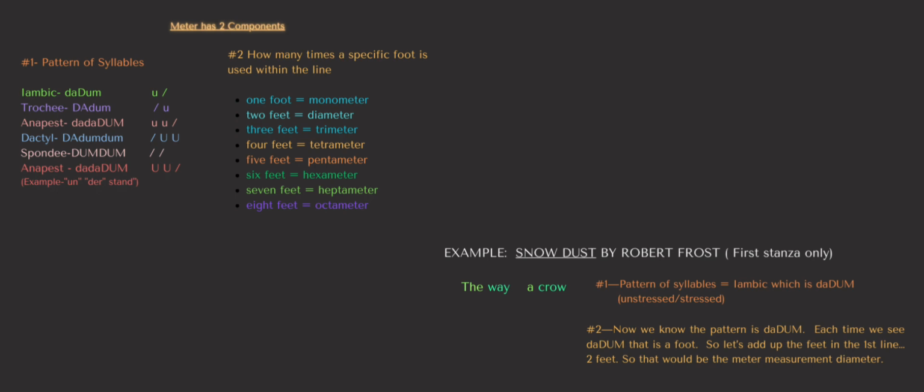Okay, so we have the first component. Now what's the second component? We notice that there's a pattern of da-dum 2 times. So that means there are going to be 2 feet. That would be called, by looking up to our little chart here, dimeter. So that means that Snow Dust is written in iambic dimeter. Now he throws us a curveball at the end, but we're not going to talk about that right now because I don't want you to get confused.